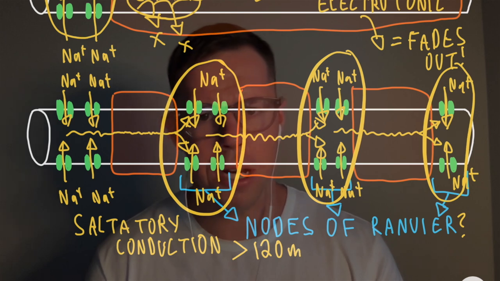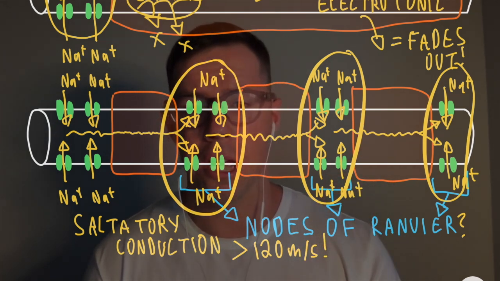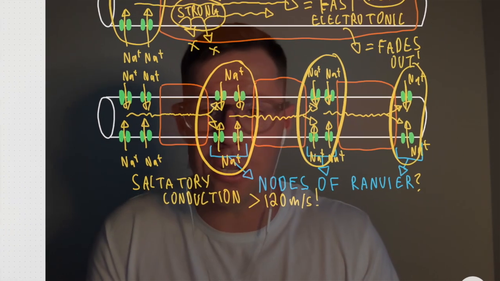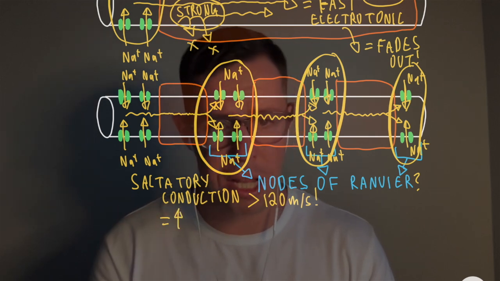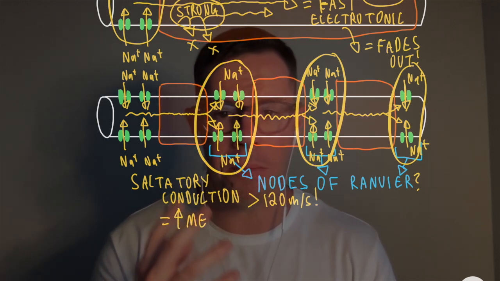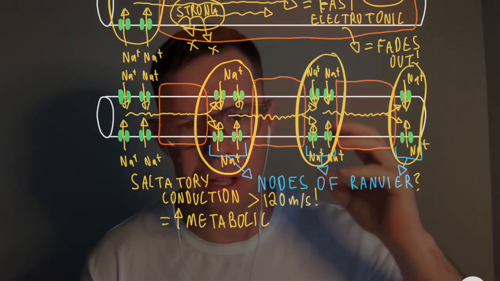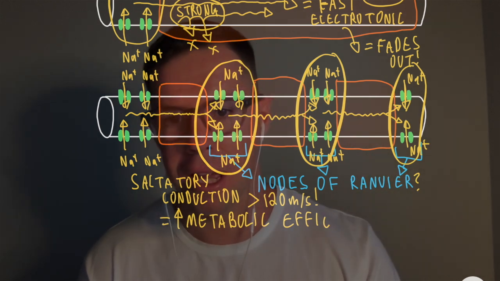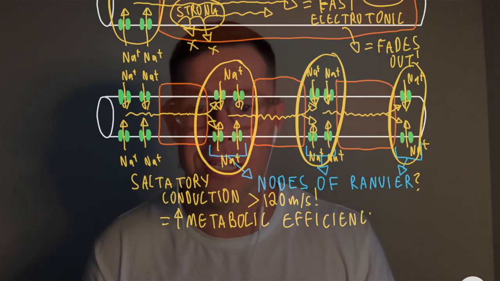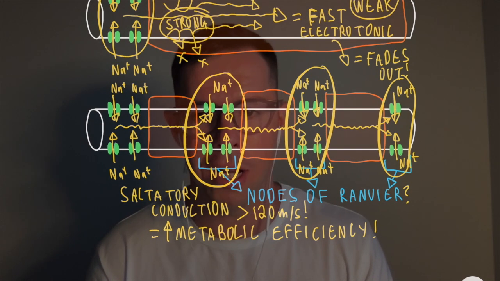In addition to speeding up conduction velocities, saltatory conduction increases metabolic efficiency. Specifically, we don't need to maintain the resting membrane potential at the myelinated segments of an axon, which means that we have less sodium-potassium ATPase activity, aka we use less ATP to maintain an electrochemical gradient.